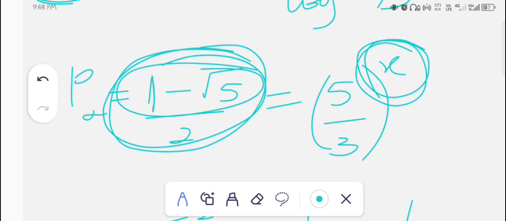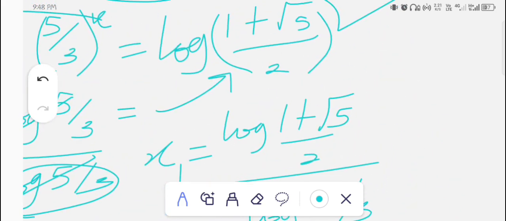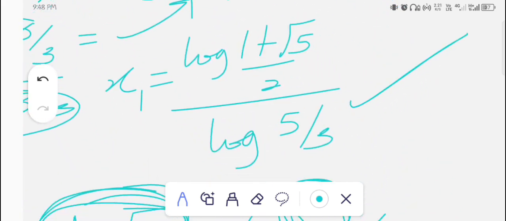Since 1 minus the root of 5 will give us a negative value, and when you divide by 2, it remains negative, it means that this solution is not possible. So the only true solution we have is this, right?